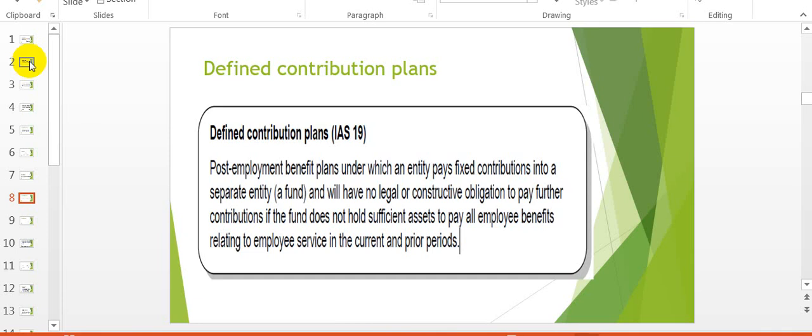If the plan does not have sufficient assets to pay the employees, the problem is for the employee to sort out. The employee cannot go back to the employer to demand further payments. So this is quite easy to account for.